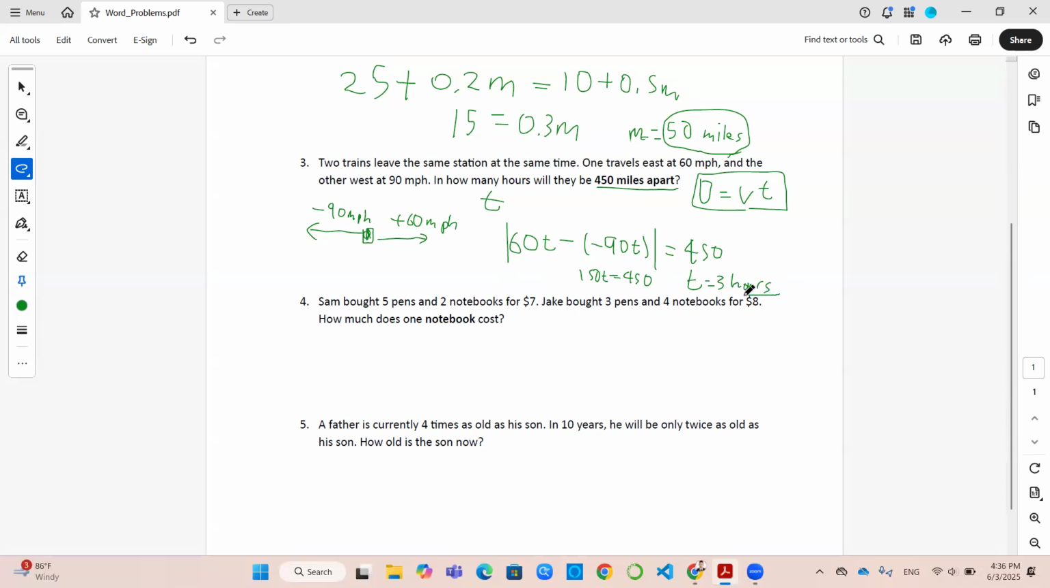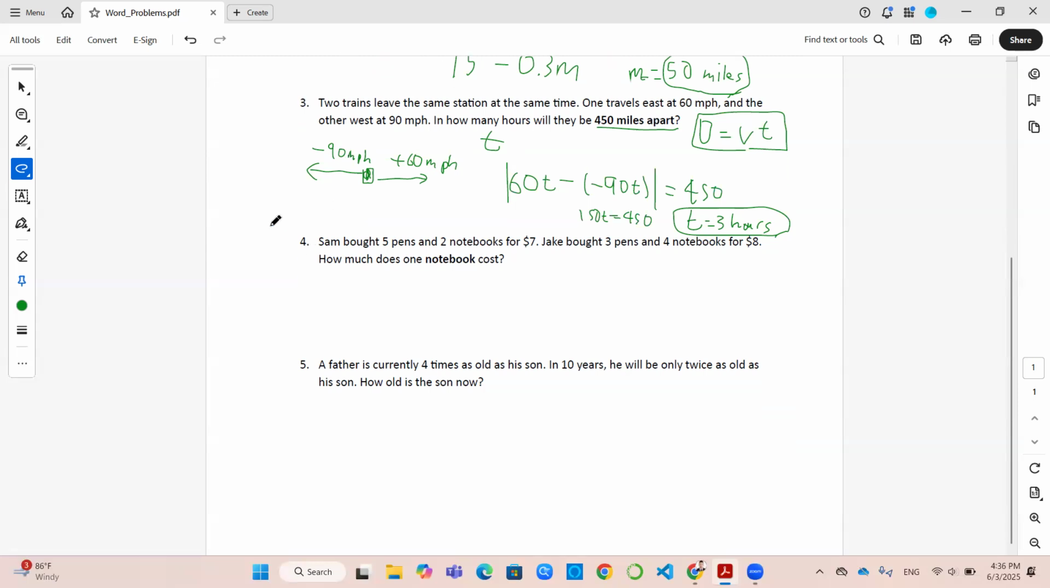So if you see a train problem or some sort of a transportation problem, and you see, let's say, one train is going east and the other train is going west, please make sure that the sign is different. So if I say the train going to the east is positive, then obviously for the train going to the west, there should be a minus sign in front. So please keep that in mind.